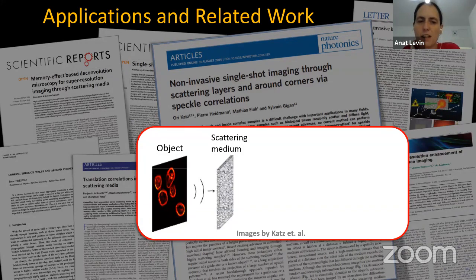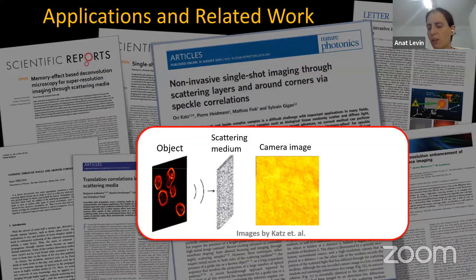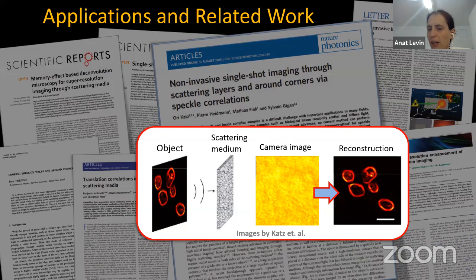In this application, they're trying to see an object, for example a fluorescent object behind a scattering volume, such as fluorescent particles inside tissue. But the problem is that because they're deep inside the tissue, you don't see them directly, because the light that emerges from this light source scatters on its way to your camera. Effectively, in your camera, you just see a bunch of speckles that carry no resemblance to the actual object. This image just looks like noise, but remarkably, it's not noise. From the statistics of this noise, you can actually recover your hidden object.